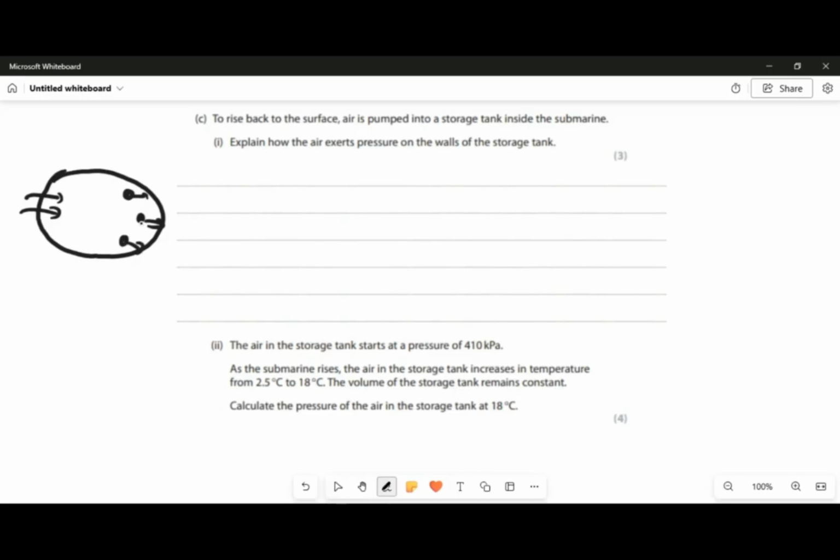In that case, the air particles exert a force on the wall of the tank, and you know that pressure is equal to the force over area. So when air particles exert a force over an area of the wall of the tank, the pressure is created. I think you understood how the pressure is created there. So we'll write down a proper answer for this question.